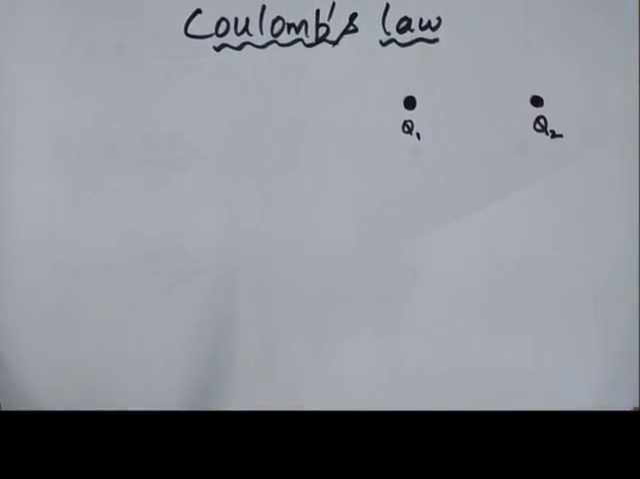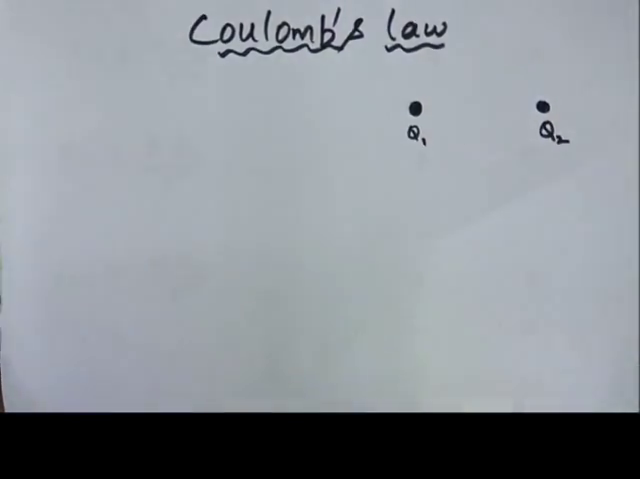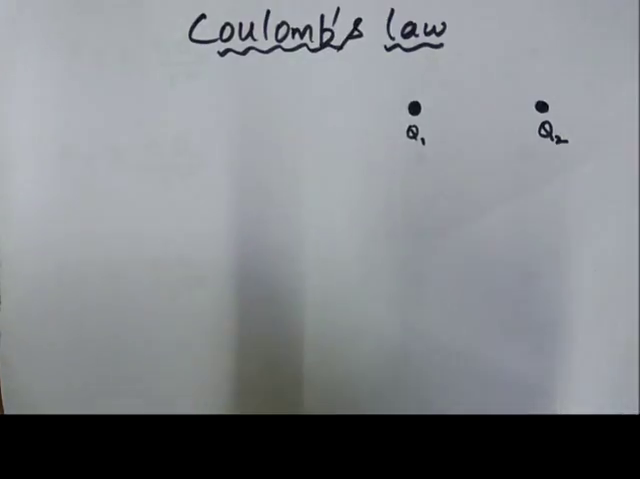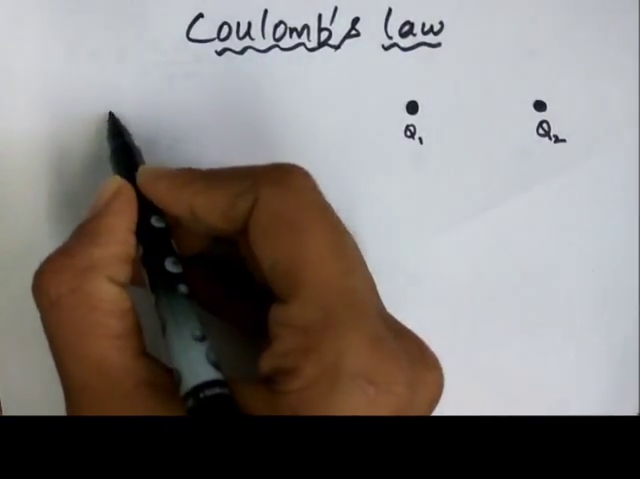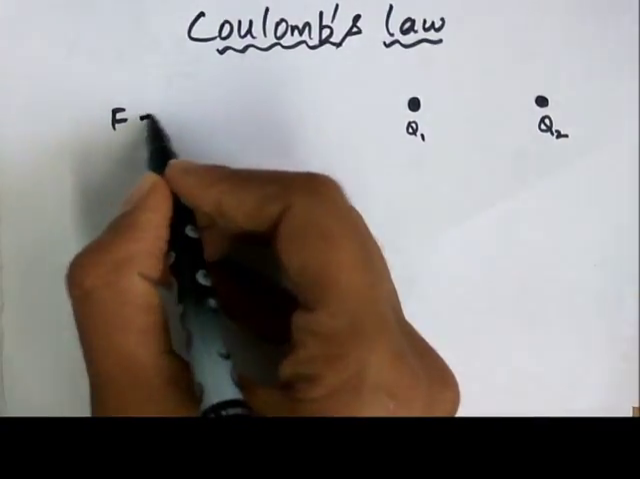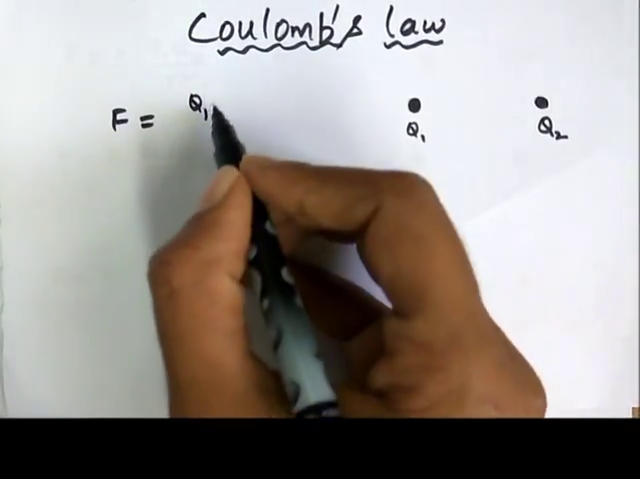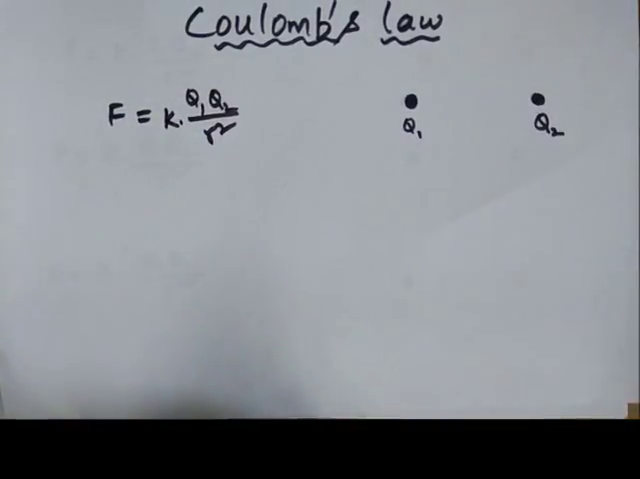Coulomb's law. This law is the basis of all the things which we are going to study about electrostatics. So, let us see what Coulomb's law is. A scientist named Coulomb stated a law which defines the force between two charged particles like this. The force F between the two charged particles will be equal to Q1 Q2 by R square multiplied by a constant.